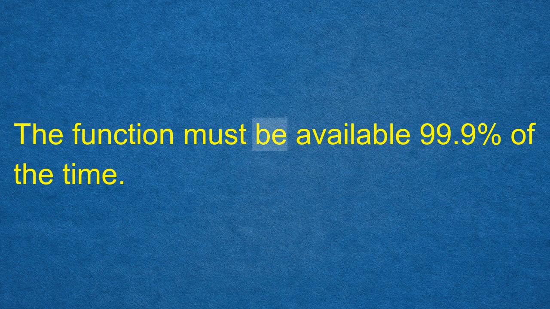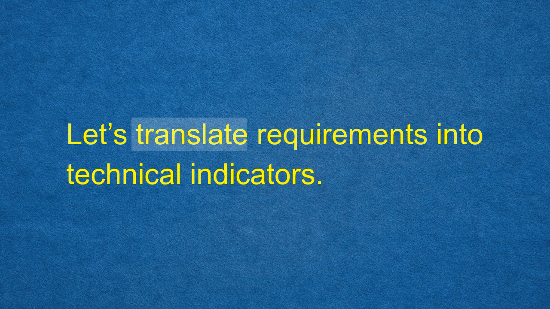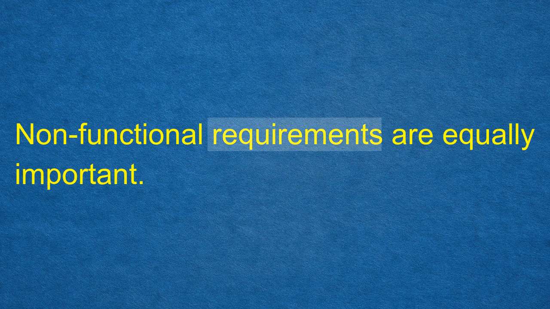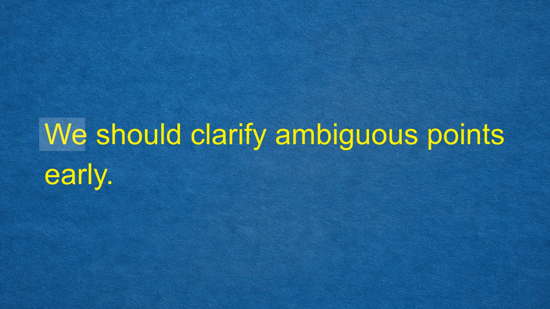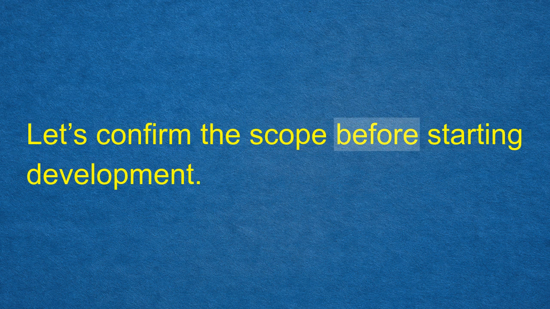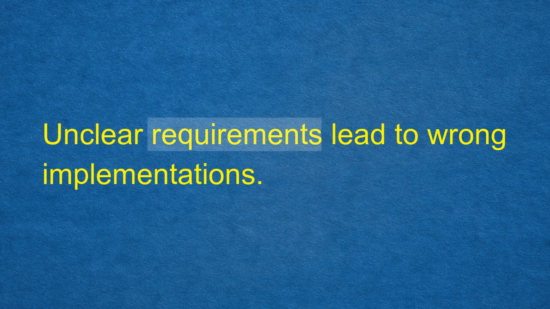The function must be available 99.9% of the time. Let's translate requirements into technical indicators. Non-functional requirements are equally important. We should clarify ambiguous points early. Let's confirm the scope before starting development. Unclear requirements lead to wrong implementations.